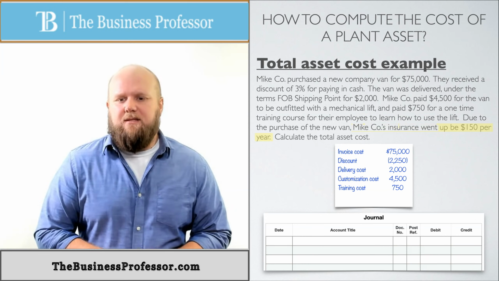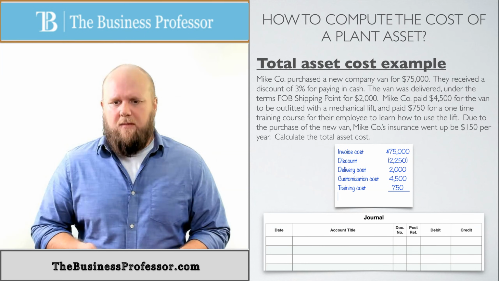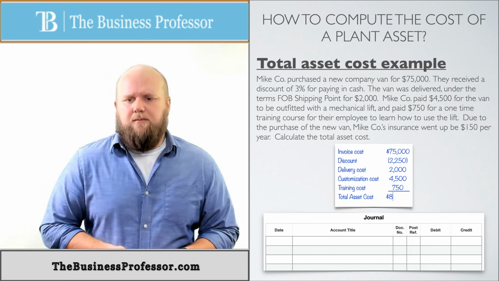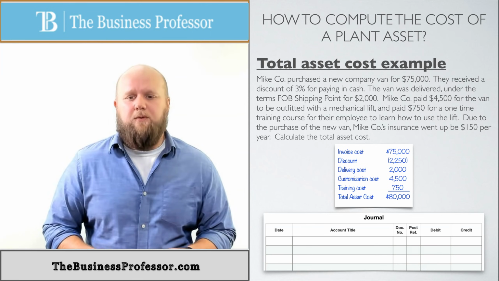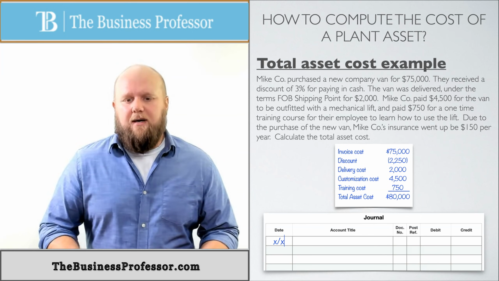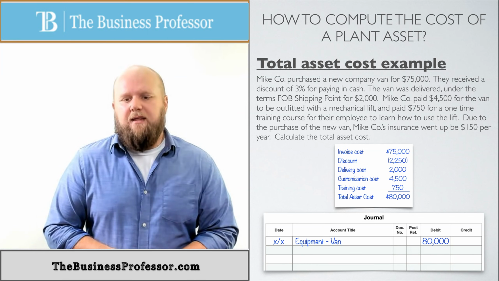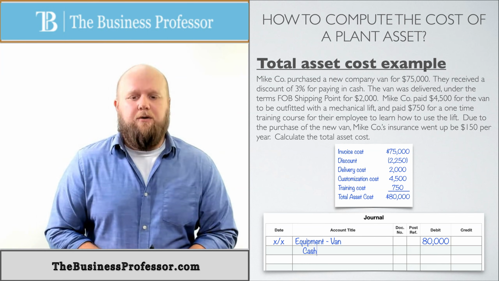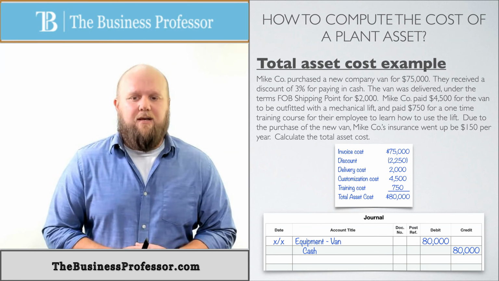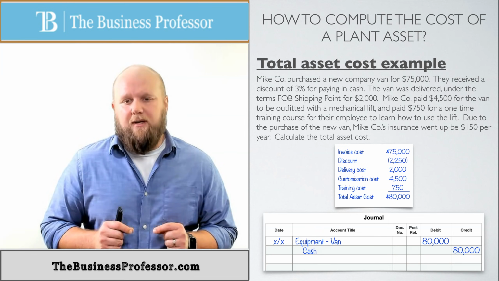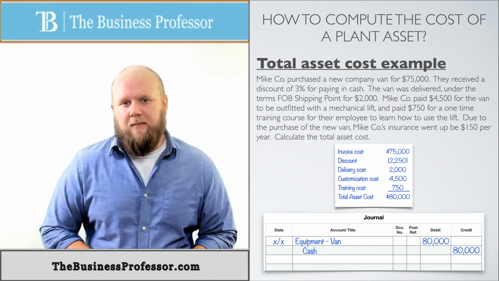So if I add up these, that's going to give me a TAC, or total asset cost, of, come on now, there it is, $80,000. So that's what I'm actually going to put in my books for my van. So I'll say on whatever date that I bought this, I'm going to say equipment, which is the van, for $80,000, and I paid cash for it, so I'm going to credit cash for $80,000. That is how you calculate the total asset cost. This is a super important concept that you're going to need to know in order to do the next steps of this chapter. Appreciate it.